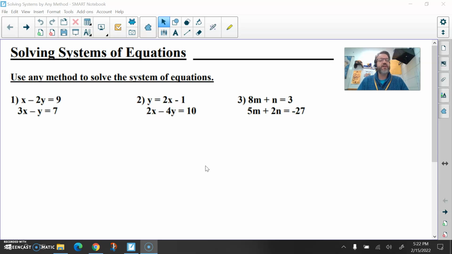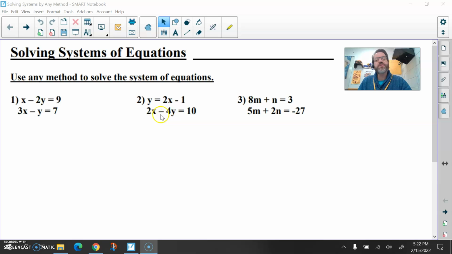Number one, for example, I can see here that I have two equations that are both written in standard form. And so it wouldn't be too hard to use the elimination method here. I could either eliminate the y's if I were to take this second equation and multiply everything by -2, or I could eliminate the x's if I multiplied everything in the top equation by -3.